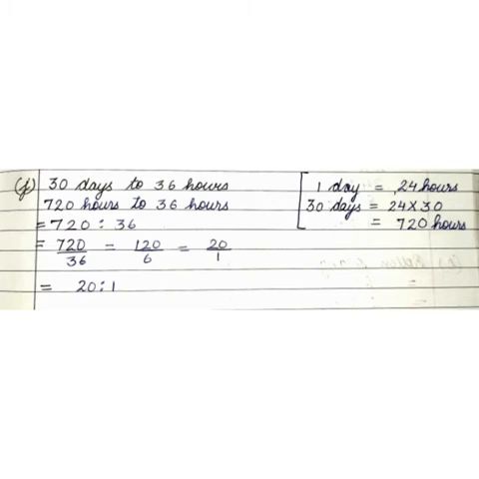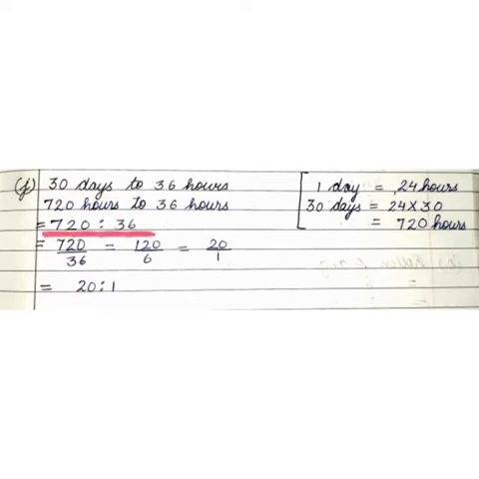Now let's take the J part of the same question. It is 30 days to 36 hours. Now we are going to convert the days into hours so that we can make the units the same. So 1 day is equal to 24 hours. So 30 days will be equal to 24 into 30. That will be 720 hours. So 30 days is actually equal to 720 hours.